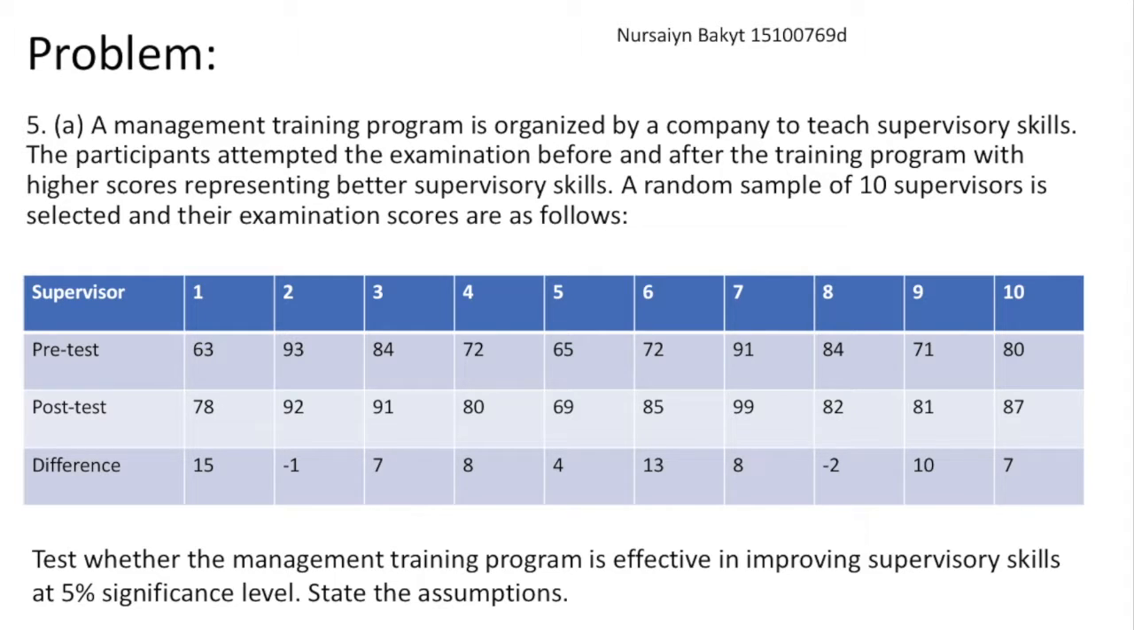So the table presents the number of the supervisors, the scores before the test, the scores after the test, and the difference in between. So the question is to test whether the management training program is effective in improving supervisory skills at 5% significance level. State the assumptions.